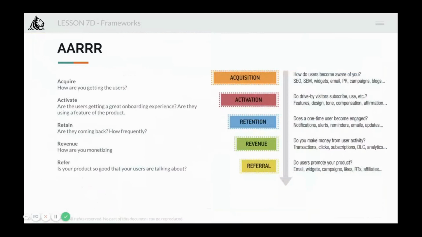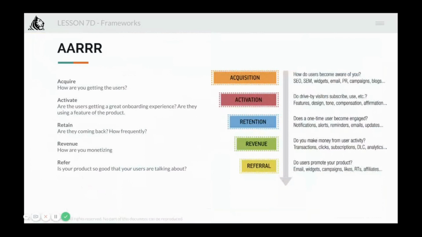So are the users getting a great onboarding experience? Are they using a feature of the product? That is, are they immediately doing some action? Are they taking some action on your platform? So they landed on your website. Did they like it? Did they subscribe? Did they not subscribe? What happened? So features, design, tone, compensation, affirmation, all of these things matter.